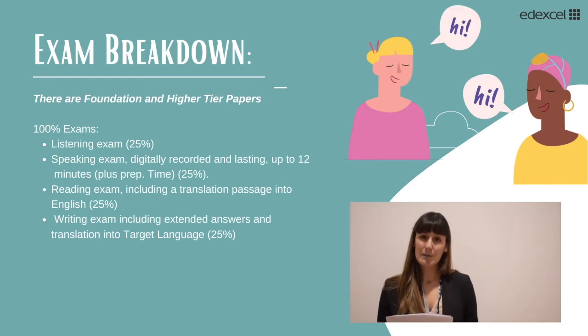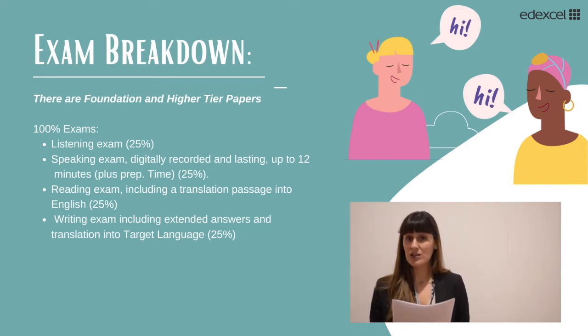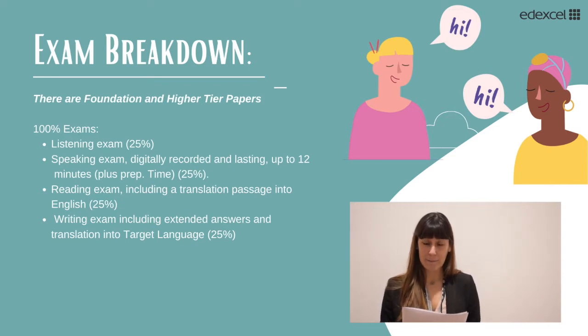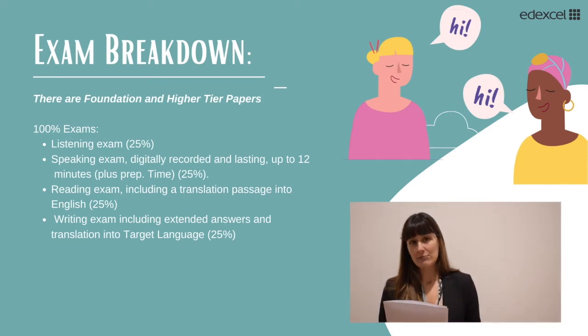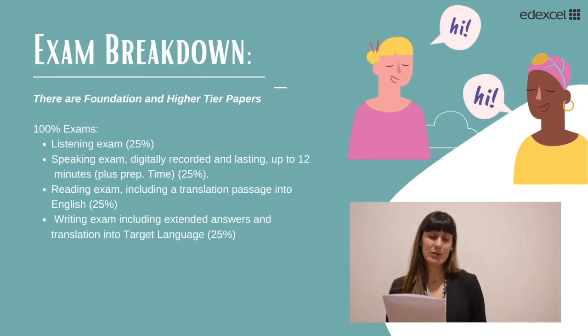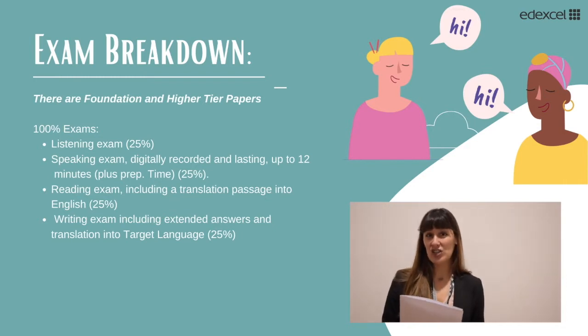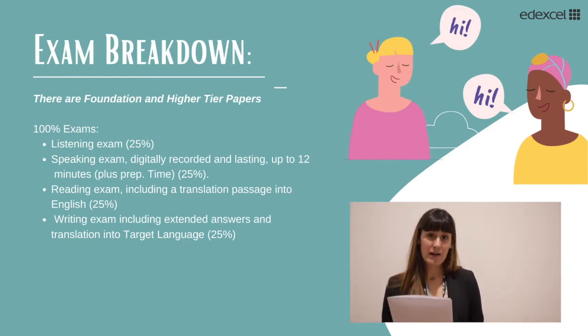Okay, the third paper is the reading paper. Again, you will have loads of texts and you have to understand them and then complete some tasks, which could be multiple choice or answering sentences like you do already in Year 9. And the last one is the writing paper. Both in the reading and in the writing there will be a small passage to translate. In the reading, the translation is French or Spanish into English, sorry, I got it wrong before. And the one in the writing is English into the target language.